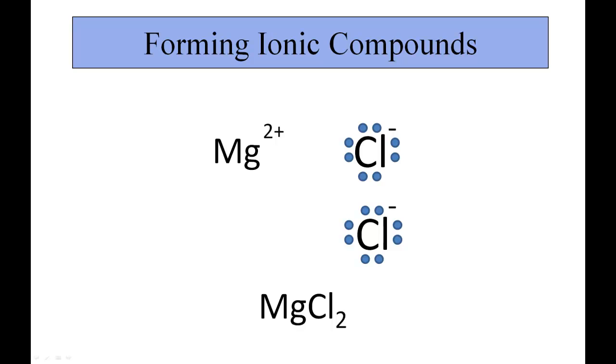Because it takes 1 magnesium and 2 chlorines to satisfy all three's octet rule, we write the formula as MgCl2.